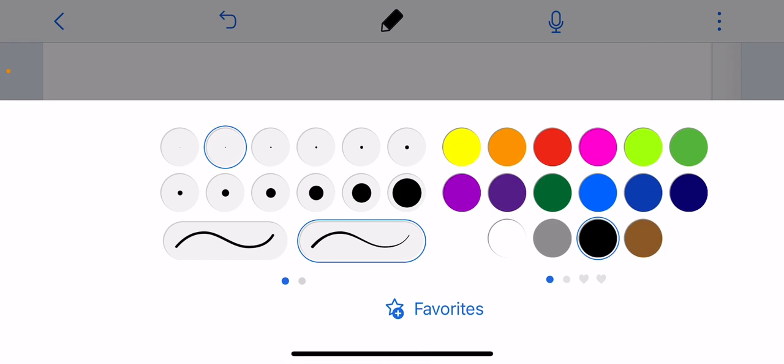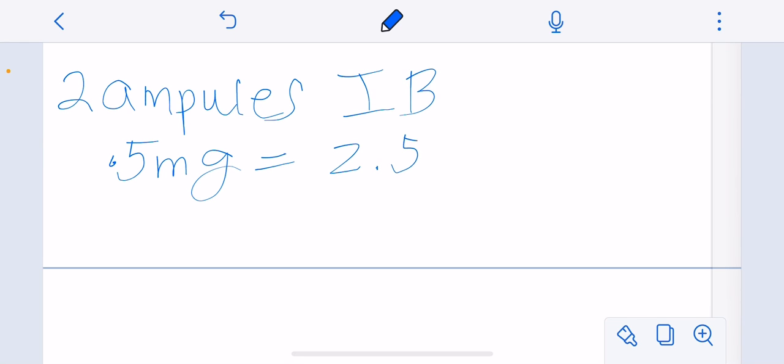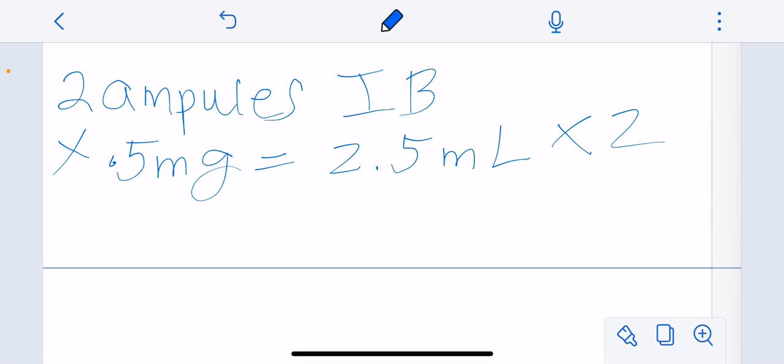So ipratropium bromide, remember, we have those 2 ampules. So 2 ampules of ipratropium bromide. The easiest way to do this is we know that 0.5 milligrams is equal to 2.5 milliliters. The best way to really do this is just to multiply each side by 2.